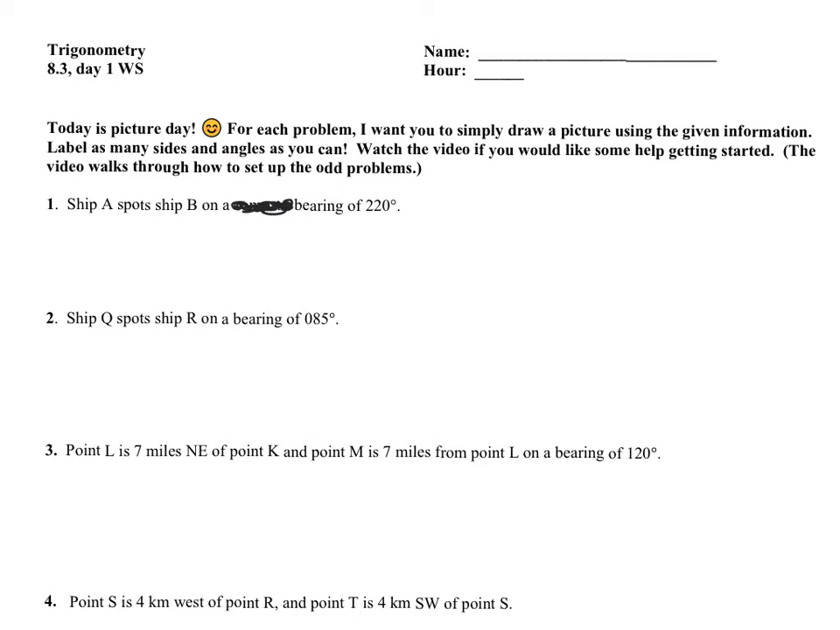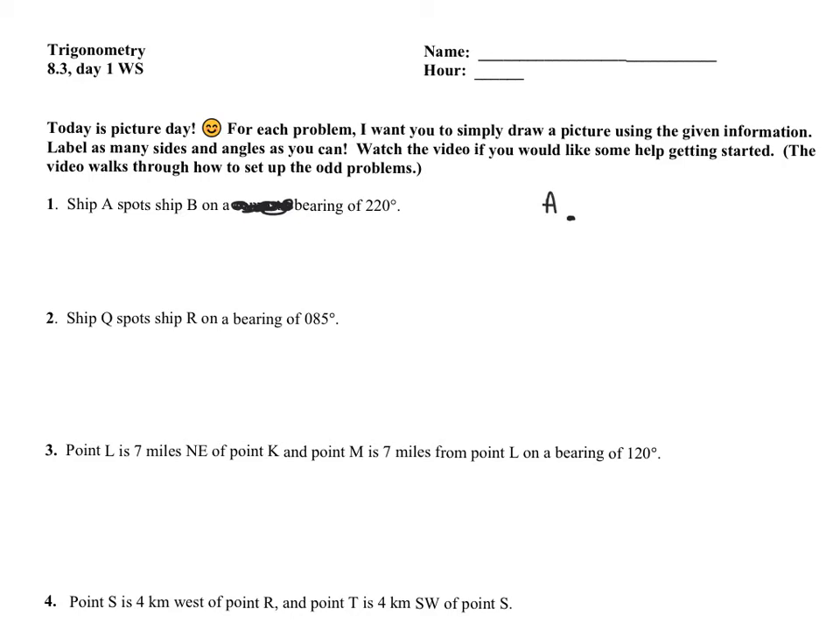All right, so we're just going to draw pictures and then label with as much information as we can by all the information we've looked at so far. All right, problem 1. Ship A spots ship B on a bearing of 220 degrees. Well, when we talk about bearings and courses and things like that, I'm going to start with the first ship, simply picking a point and labeling it A.